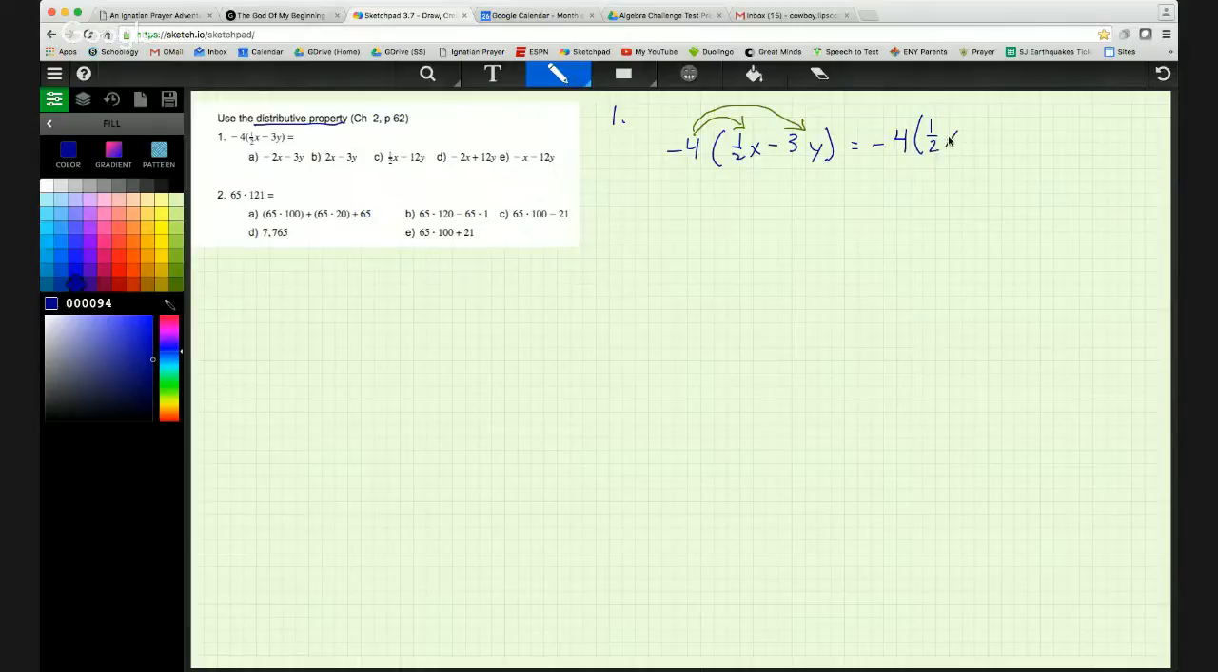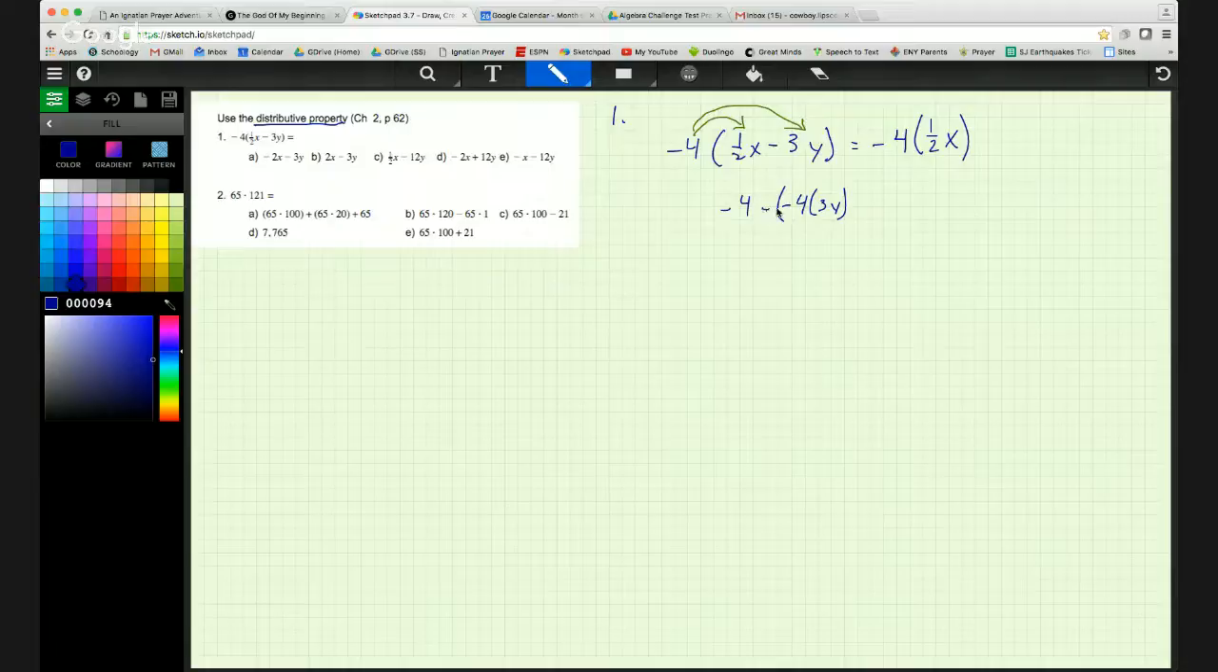times 1/2 x. In this second case, what I usually like to do is look at what type of numbers I have, negatives and positives, and figure out what my sign is going to be. So here I have a negative multiplied by a -3y, if you will. So my answer is going to be positive. You can also look at this as a -4 times a 3y, but you're going to be subtracting that answer. And so this negative is going to come into play one way or the other.